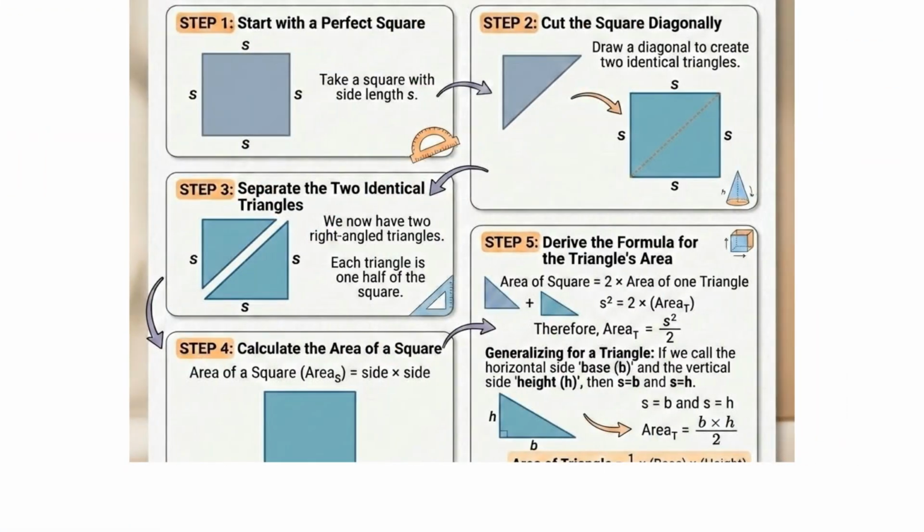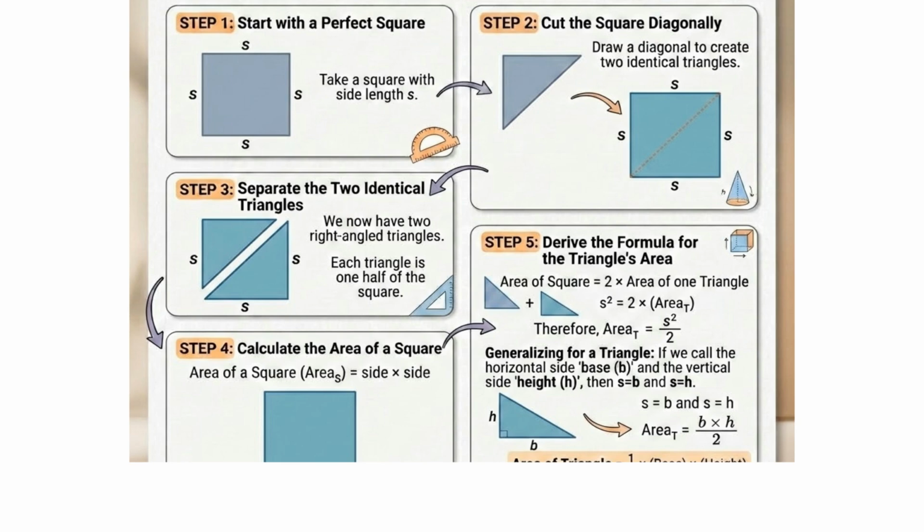Let's summarize the steps. Start with a square or a rectangle, draw a diagonal, separate the two identical right-angled triangles, and then derive the area formula. Here we see that the area of one triangle is half the area of the square, or length squared divided by 2. If we call the horizontal side base, b, and the vertical side height, h, then the area of a triangle is base multiplied by height divided by 2.